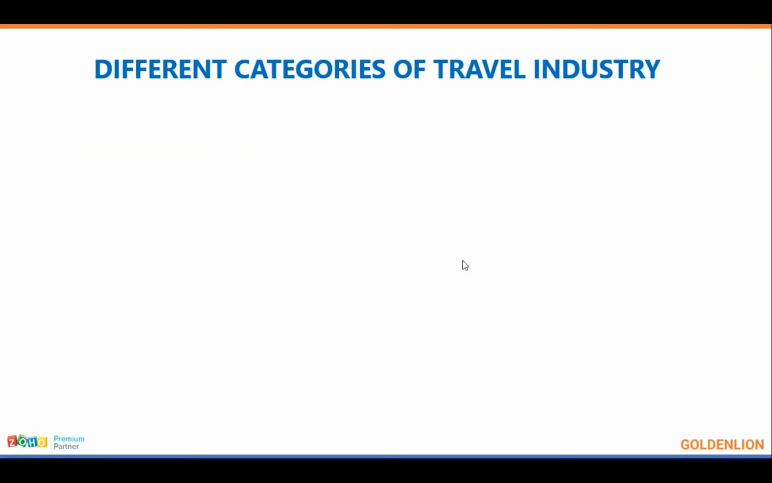Okay, so if we go to the next slide, in this slide I'm going to demonstrate the different categories of travel agency in today's world. There are actually three categories of travel agency that might exist presently. First, whenever you start your travel agency business, you might be starting with a ticketing agency.